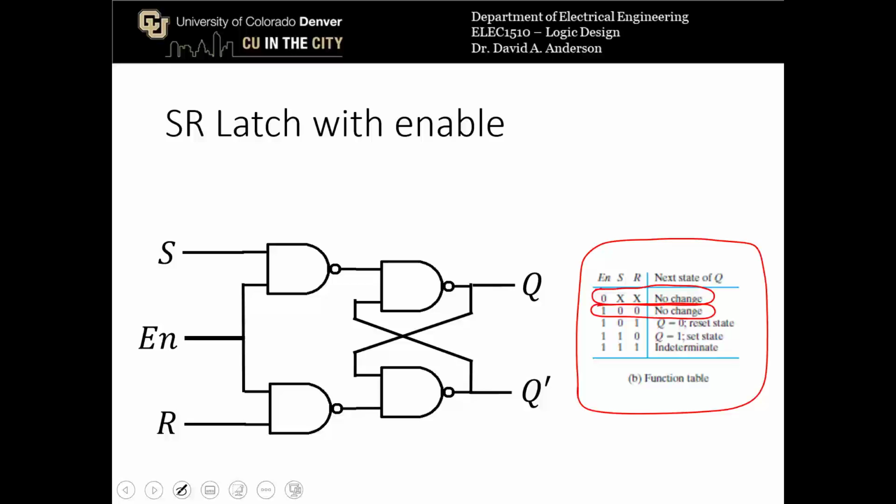When enable is a 1 and set is a 0 and reset is a 1, that means Q is a 0 and Q prime is a 1. That's one of the behaviors at the output that you can set. When enable is a 1, set is a 1, and reset is a 0, that means that the output Q is a 1 and Q prime is a 0. That's another one of the outputs that you can set. When enable is a 1 and set and reset are both 1s, there's an indeterminate unstable state created at the output, and that's called an illegal condition, and we avoid that condition.